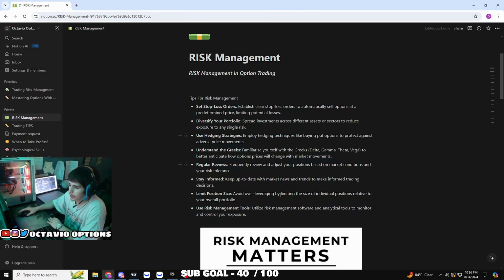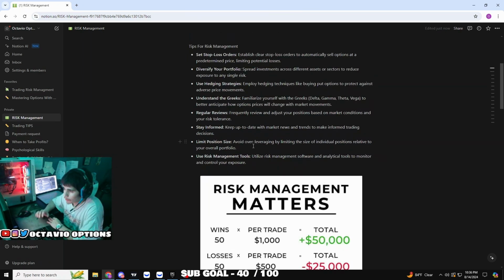Limit position sizing, guys. Avoid over-leveraging by limiting the size of individual positions relative to your overall portfolio. Guys, if you're going crazy buying 3 contracts and you can't even trade that, try 1 contract, bruh. Use less of your individual account for that one single trade. You know what I mean? Use risk management tools. Risk management software and analysis tools to monitor and control your exposure. That's a great tool.